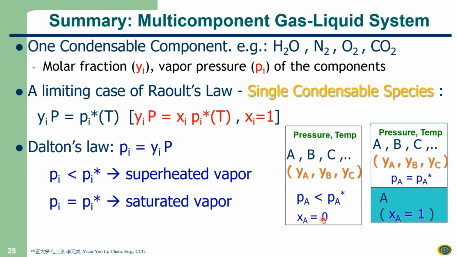There is no liquid water in this system, and there's no way to have Pi larger than Pi star. If you attempt this condition, all the gas introduced into this system will be condensed. No matter whether you change the temperature or pressure, Pi will never be larger than Pi star.